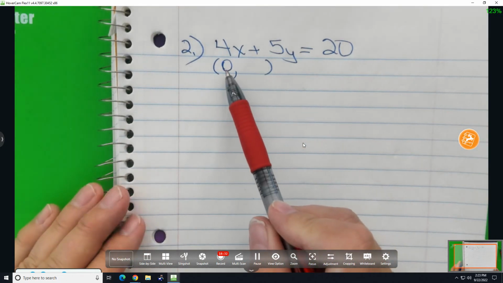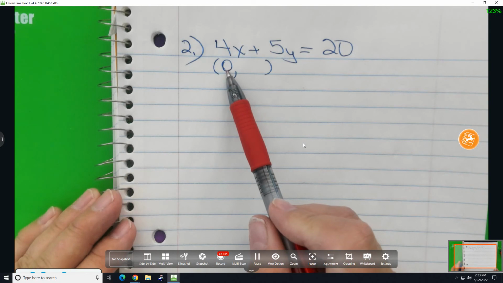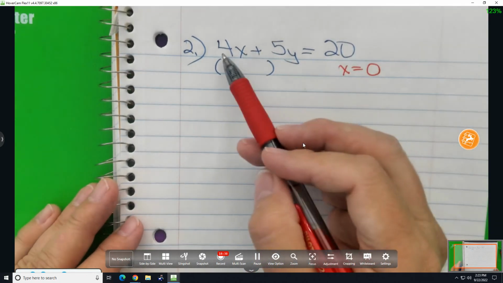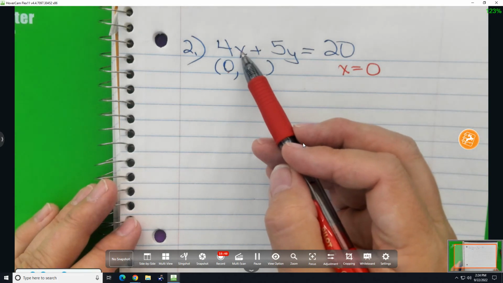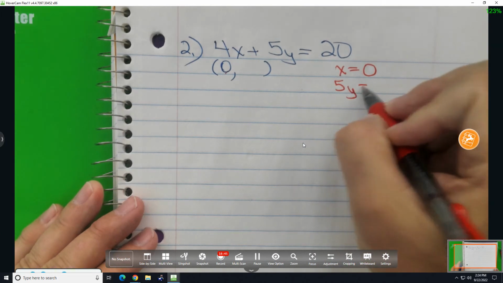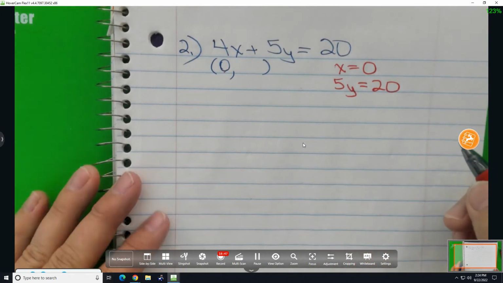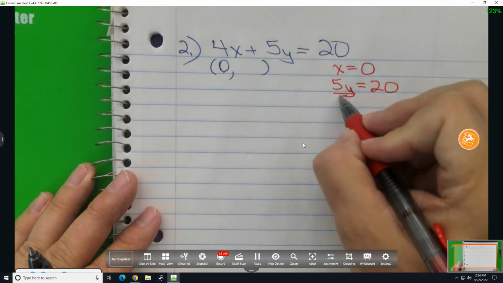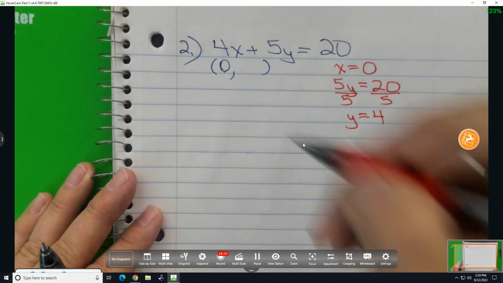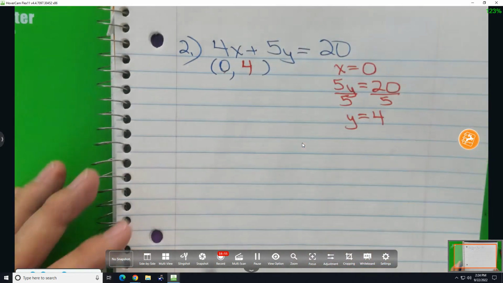Notice the first number, the x value, is 0. So you have 4 times 0, which is 0, plus 5y, so that says 5y equals 20. Divide both sides by 5 to make it y equals 4. So my y value is 4.